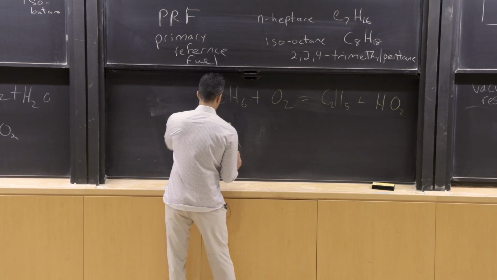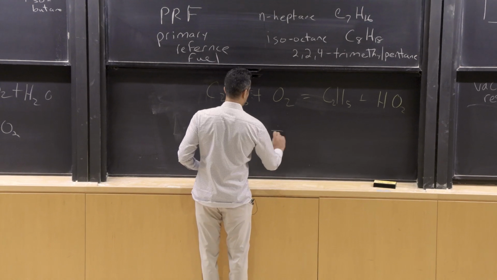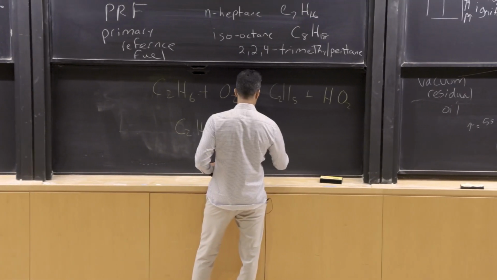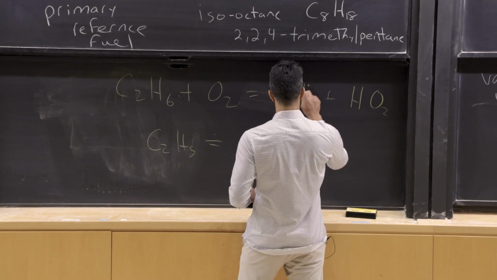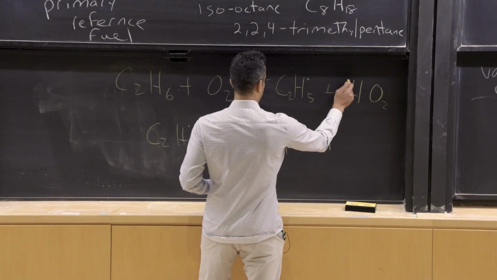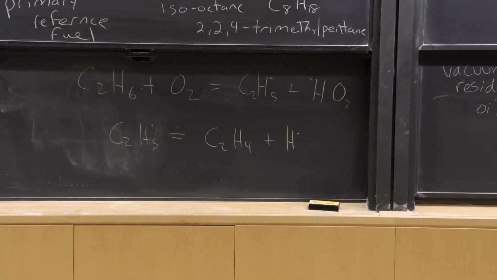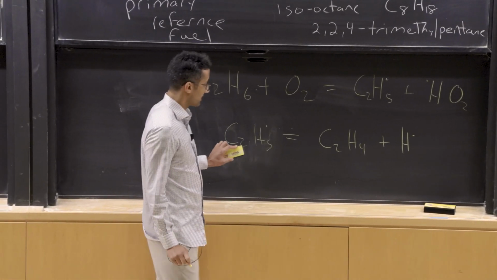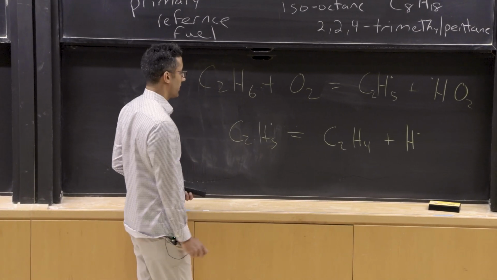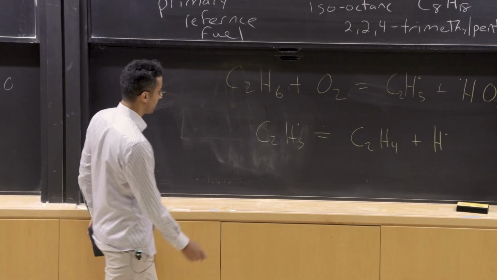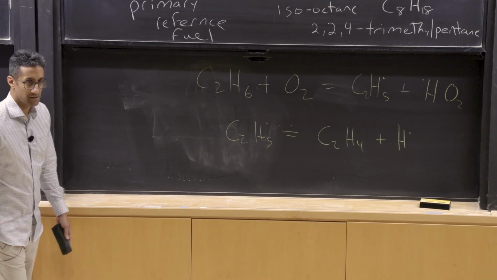And let's say C2H5, so this is a radical, this is a radical, this is a radical, this is a radical. So let's say C2H6 plus O2 goes to form two radicals, C2H5 plus HO2. C2H5 then can decompose to form ethylene and hydrogen radical, okay? And then, well, many things can happen from there, many other different types of reactions. This reaction is the decomposition of a radical, okay?